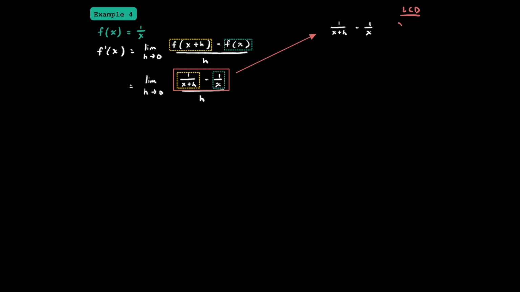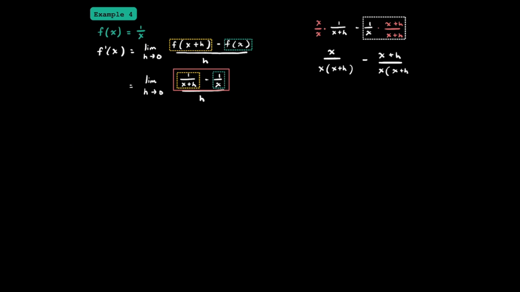To get common denominators, we're going to have to use x times x plus h. On the left here, we're missing an x in the denominator, so we're going to multiply by x over x. And on the right, we're missing an x plus h on the denominator, so we're going to multiply by x plus h over x plus h. In the numerator here, x times 1 is just going to be x, and in the denominator, we're going to have x times x plus h. And over here, 1 times the quantity of x plus h is just going to be x plus h over x times the quantity of x plus h.